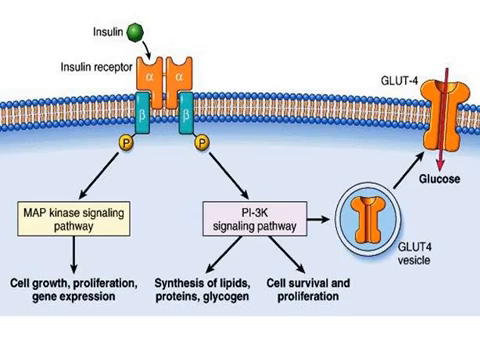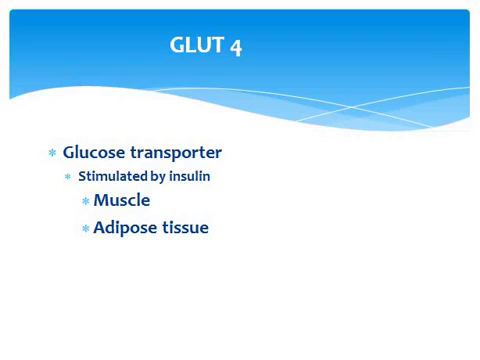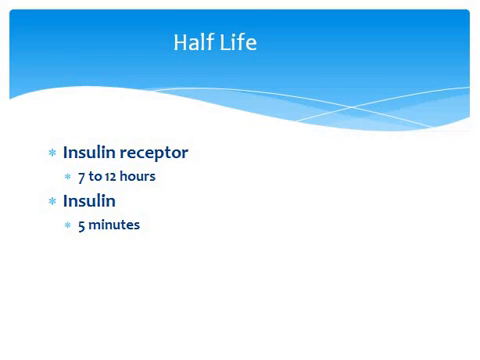From alpha and beta subunits, GLUT4 also you can see here, the MAP kinase signaling pathway and the PI3K signaling pathway. MAP kinase leads to cell growth, proliferation and gene expression. The PI3K signaling pathway leads to the synthesis of lipids, proteins, glycogen and cell survival and proliferation. GLUT4, a glucose transporter, is stimulated by insulin in muscle and adipose tissue. Half-life of insulin receptors is 7 to 12 hours and of insulin is 5 minutes.